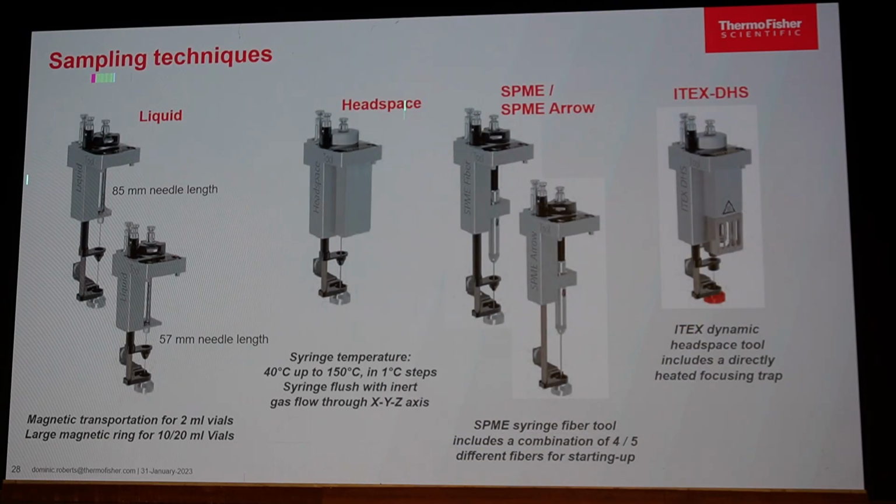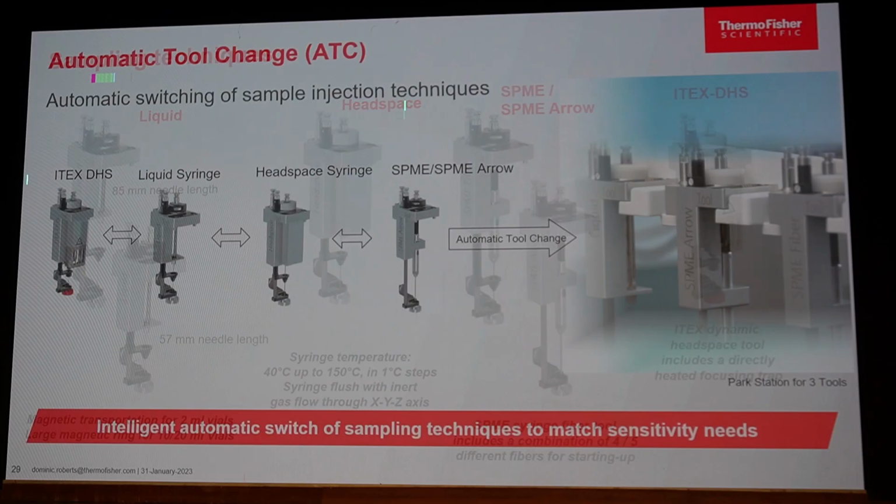And these are the sampling techniques available in Tri plus RSH. You can have different liquid injectors, then we have headspace, SPME Arrow, as well as a dynamic headspace system also available. So these are all the models available, and as per our requirement, we can install them in the existing RSS system.